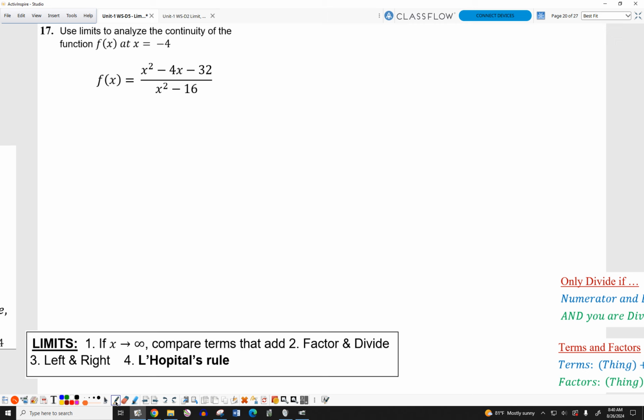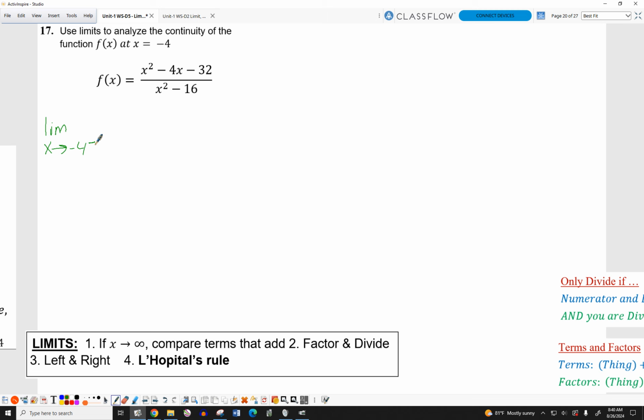In the buff packet, you would have written the limit as x approaches positive. Like you would have written this to start with. So go ahead and write this down. You would have said find the limit as x gets close to -4 from the left. That's how you would have begun the problem in the buff packet. So write that on this one as well, because the instructions are the same.